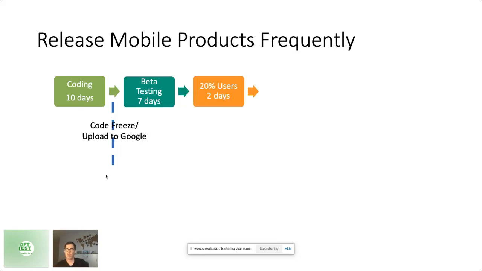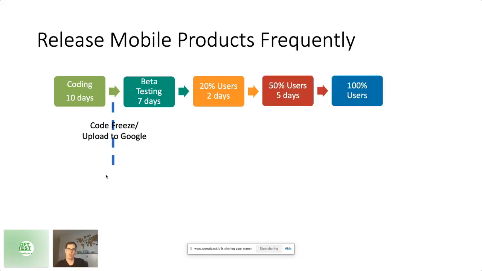Everything, the system is going well. Then we go to 50% for some more days, see what the majority of users are saying about new features, about new app releases. And if this is also fine, we go straight to 100%.